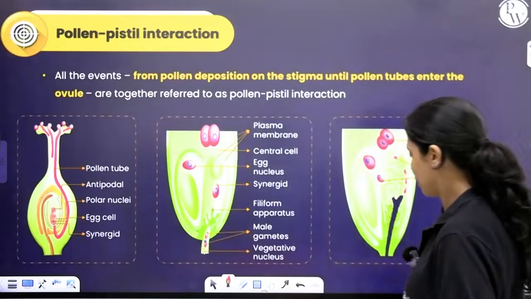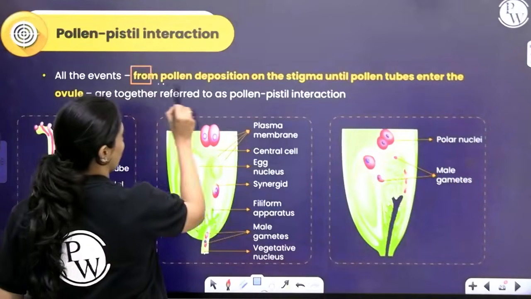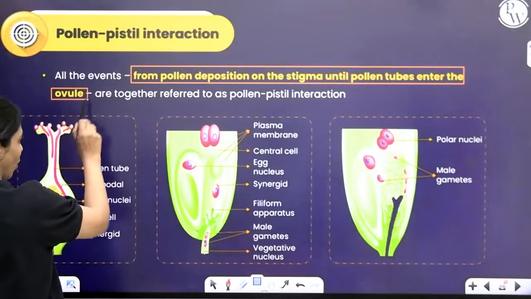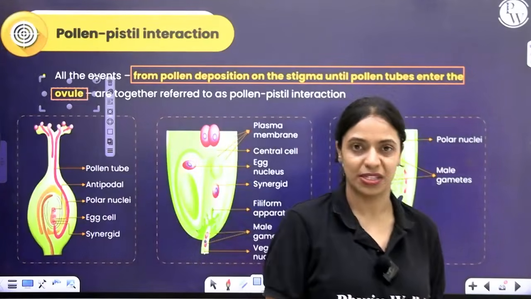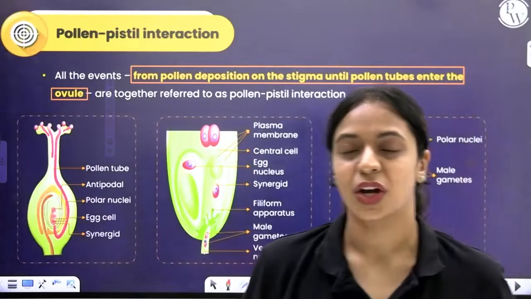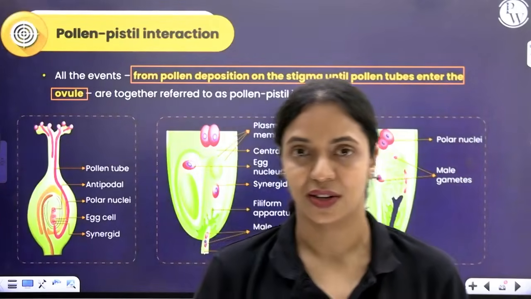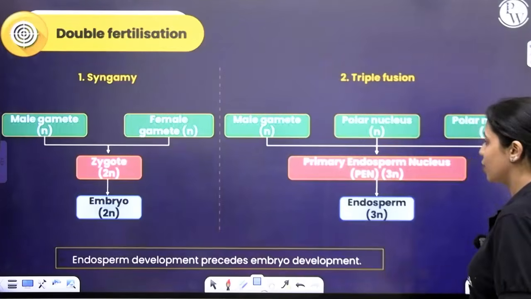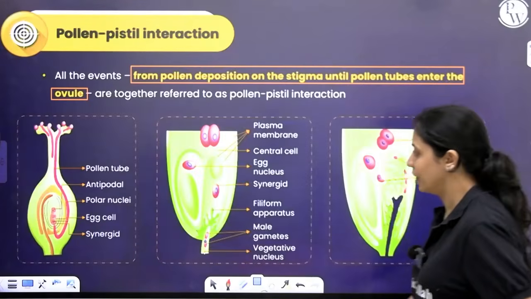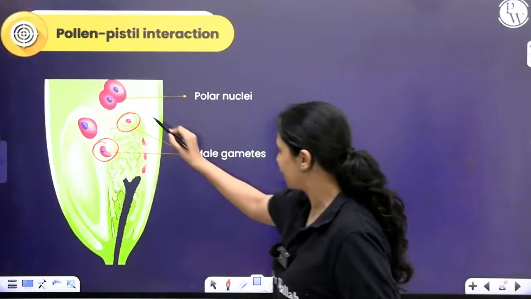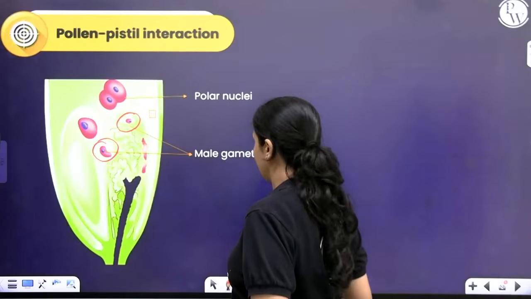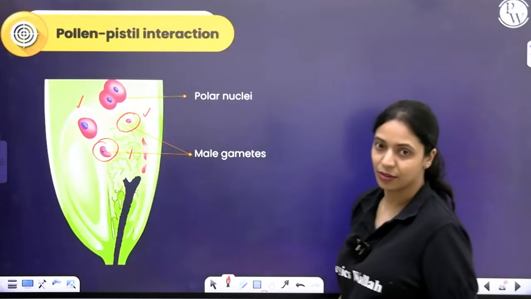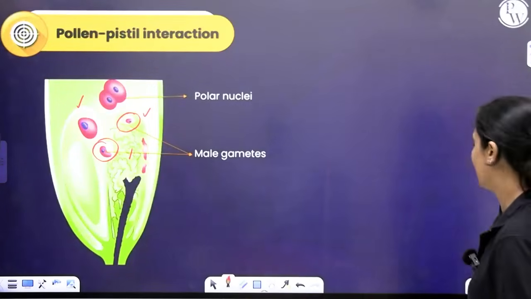Now all of these events, from the time the pollen is deposited on the stigma until the pollen tube enters the ovule, all of this is called the pollen-pistil interaction. Up until this point, we've learnt about the pre-fertilization structures and events. Now we have to talk about how fertilization happens. Because in the embryo sac right now, I have the male gametes, and the female gamete, the egg cell, is also right here. So fertilization has to be brought about.